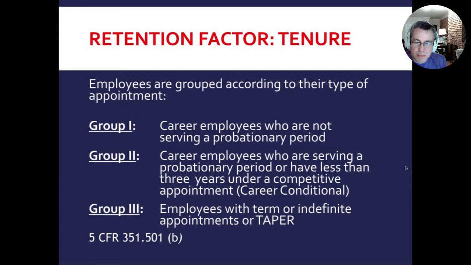So when they come up with this retention register, they're going to subdivide these three groups more, but they're going to divide people in the first cut into three groups. One are career employees who are beyond the probationary period. The second one, group two, are career employees who are in a probationary period or have less than 3 years under a competitive appointment, so career conditional. And group three are indefinite appointments, which are when somebody's hired on a billet that says, not to exceed X amount of months or something like that. And then these would get subdivided even smaller.